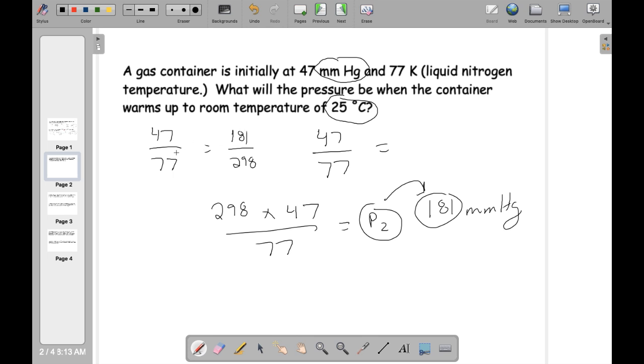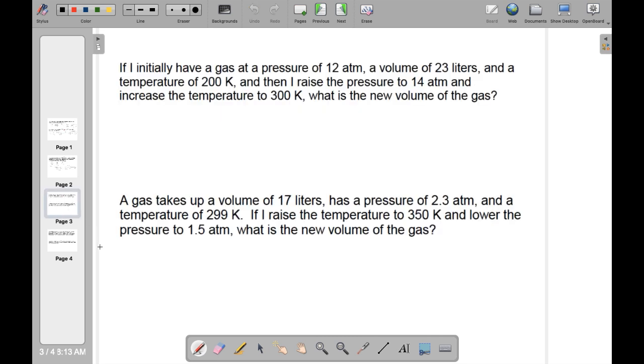Then do this math. Do 47 divided by 77, get an answer. It's around 0.61. Do 181 divided by 298, it's 0.61. So these should equal each other if you did the problem correctly. And that's the beautiful thing about these gas laws. You can always just check your own answer. So just take your time, check your answers, and you should get 100%. Now let's move on down.